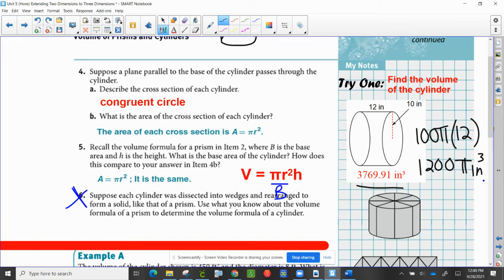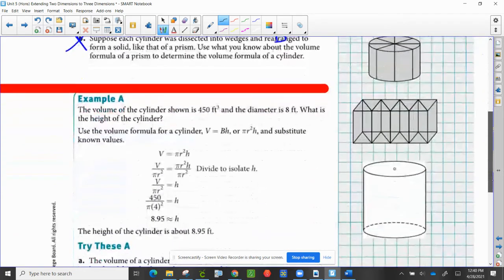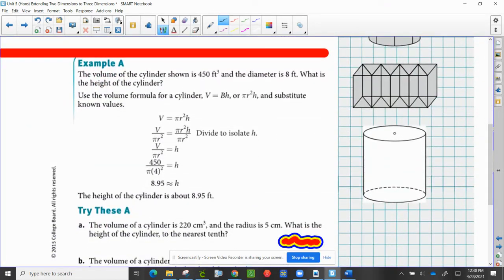Okay. The last thing we're going to cover here is some problem solving things. So let's check out example A. It says the volume of a cylinder shown is 650 feet cubed and the diameter is 8 feet. What is the height of the cylinder? So we're going to use our formula here for the volume, pi r squared times the height, area of the base times our height. Okay, and they rearranged it first before plugging in numbers.